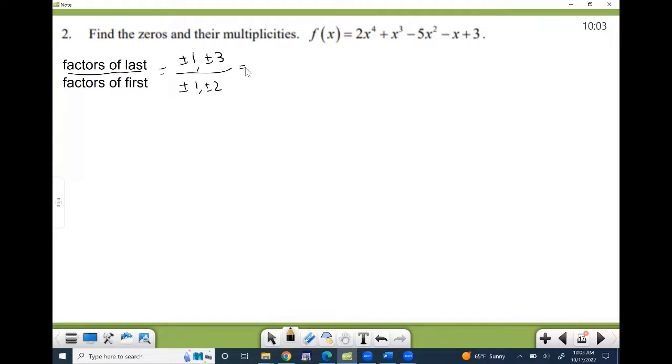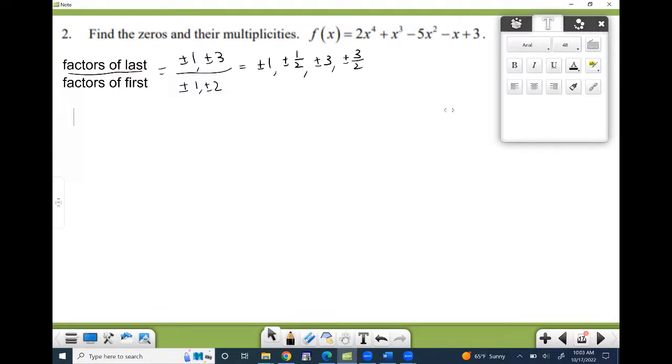Okay, so our possible zeros, we got 1 divided by 1. We got 1 divided by 2. We got 3 divided by 1. We got 3 divided by 2. Okay, so those are our possible rational zeros. Now what we're going to do is check all of them individually by using synthetic division. Okay, so let's write that out.